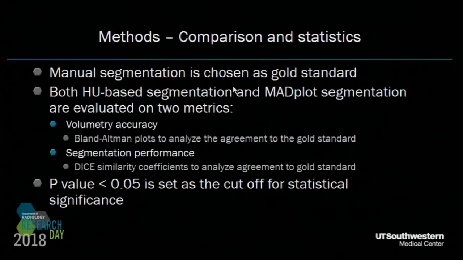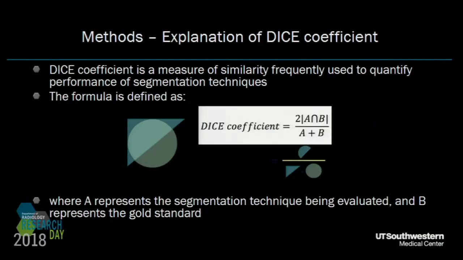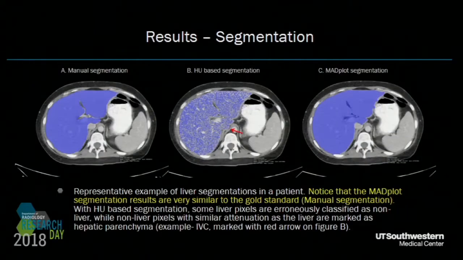So we chose to assess this method against a Hounsfield-based method on 2 metrics: volumetric accuracy as determined by Bland-Altman plots, and segmentation performance based on dice similarity coefficients. So this is just an explanation of the dice similarity coefficient. There's the overlap between the two livers. So this is the results of our experiment.